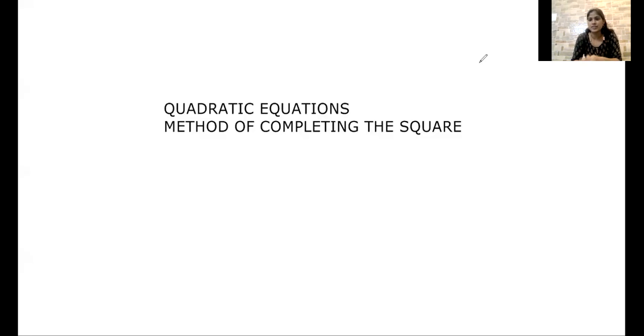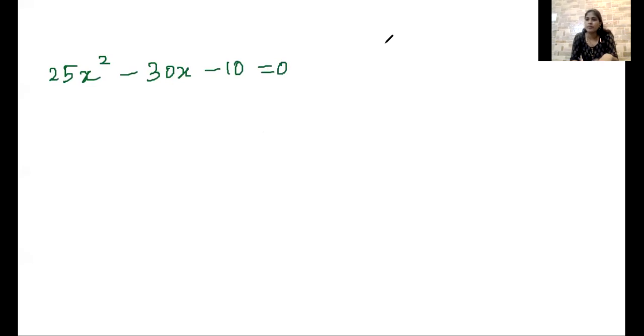In today's class, we are going to discuss the method of completing the square from the quadratic equation chapter. We'll begin the session. So the question is 25x square minus 30x minus 10 is equal to 0. I'm going to solve this with the help of the method of completing the square.